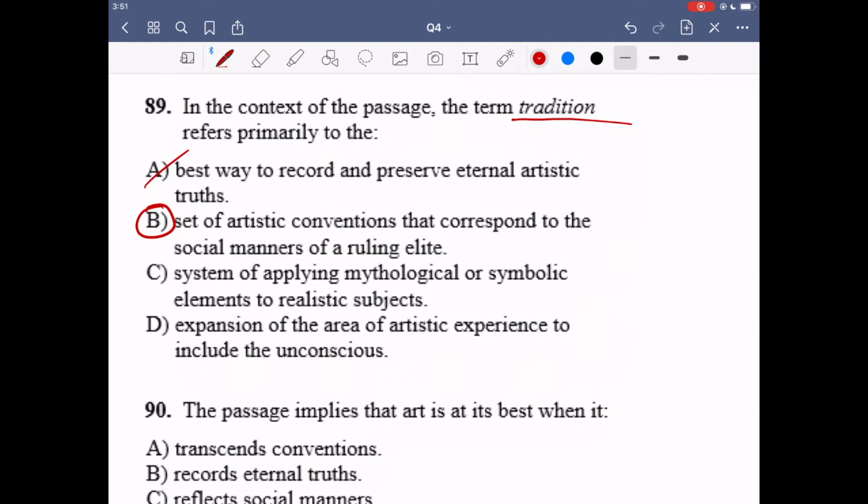Option C is saying tradition refers to a system of applying mythological or symbolic elements to realistic subjects. No. I remember when this was mentioned when we were given that example, and we were told that someone was trying to paint an ordinary scene with some construction workers, but they accidentally made it mythological and symbolic. That's not what, in the context of the paragraph of the passage, tradition was referring to. That was just a one-time mentioned thing. And option D is saying tradition refers to the expansion of the area of artistic experience to include the unconscious. No.